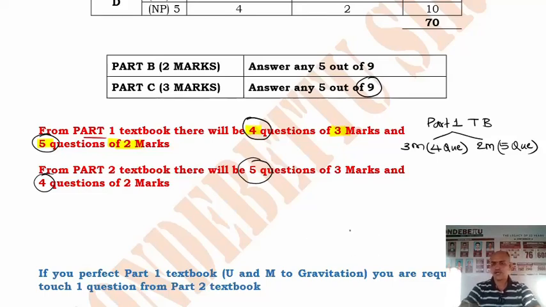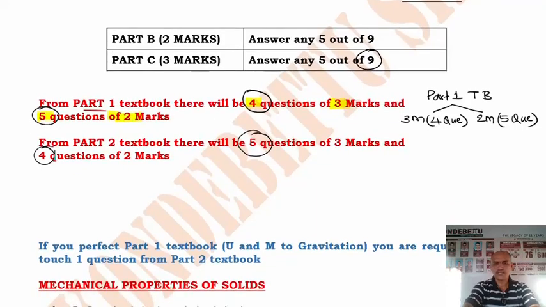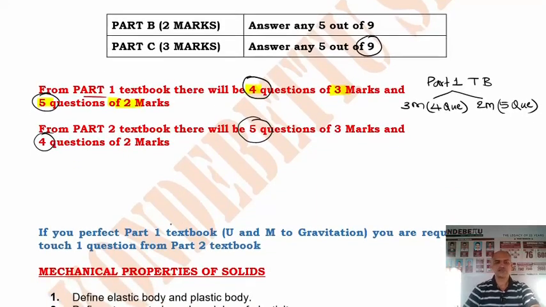Now here below I have written, if you perfect the part 1 textbook, you are required to just touch 1 question from part 2. So as a precaution, just do 2 or 3 topics from part 2 for 2 marks and 3 marks. ಬರೇ ಒಂದು 3 ಟಾಪಿಕ್ ಅಥವಾ 4 ಟಾಪಿಕ್ ಒಳಗಿಂದ 2 marks 3 marks ಪರ್ಫೆಕ್ಟ್ ಮಾಡ್ರಿ, ನಿಮ್ದು 5 out of 9 ಟಚ್ ಆಗಿ ಬಿಡ್ತಾವ. 2 marks ಮತ್ತೆ 3 marks ಎರಡೂನು ಟಚ್ ಆಗ್ತಾವ.